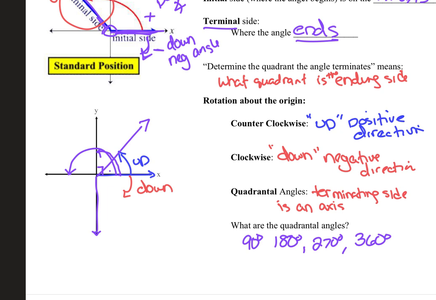Now, quadrantals could also be negative. If I went in the negative direction, I went down here, and I hit there, that's the negative direction, so that would be negative 90. It is considered a quadrantal. And then negative 180, negative 270, and negative 360. Now we could keep going, higher and lower for negatives. So, for example, let me just erase this a little so that we can do another one.